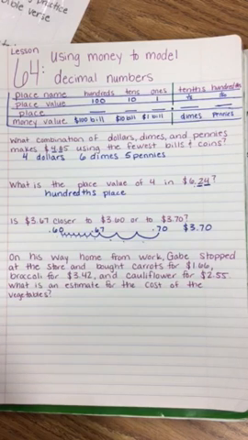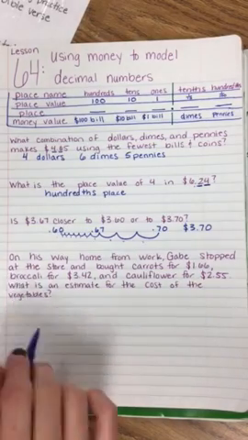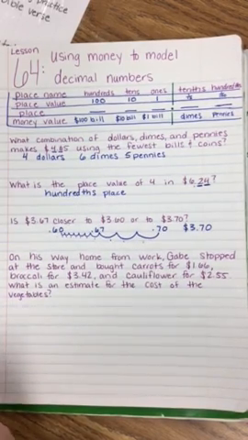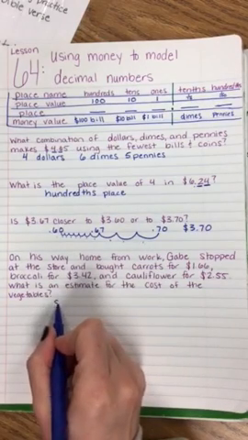And then the last one. On his way home from work, Gabe stopped at the store and bought carrots for $1.66, broccoli for $3.42, and cauliflower for $2.55. What is an estimate for the cost of the vegetables? So we're going to use rounding. So we're going to round.